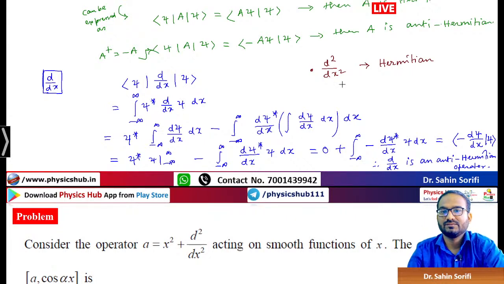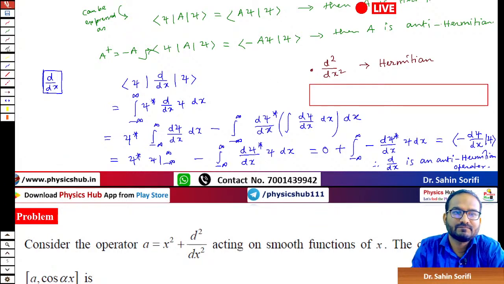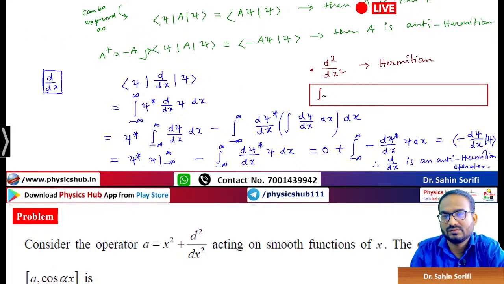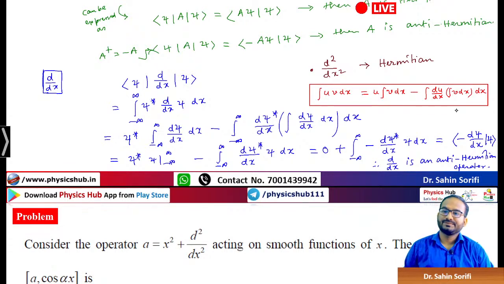Can you write the general formula for how you proceed with this integration? This is a class 12 formula: the integral of u v dx equals u times the integral of v dx, minus the integral of du/dx times the integral of v dx, dx. This is the formula, right?